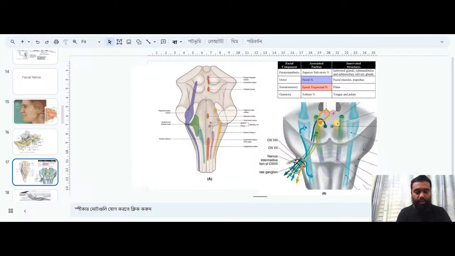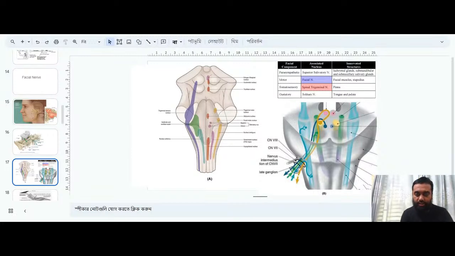Roll number 33. Okay. Roll number 30. Please answer my question. Please type it here. Please type your answer. What do you mean by upper motor and lower motor? Roll number 33, please answer it. What do you mean by upper motor and lower motor?